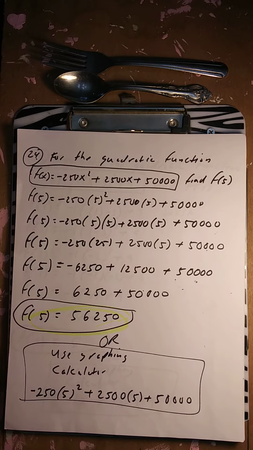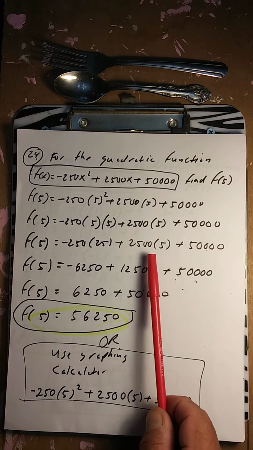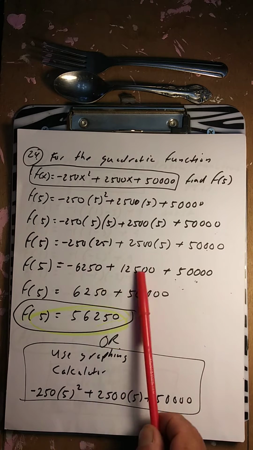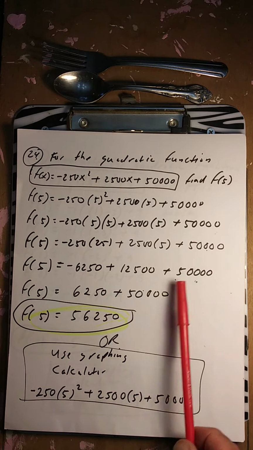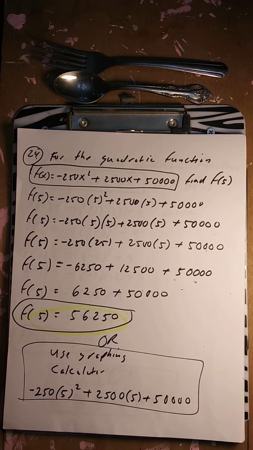For the quadratic function f of x equals that, find f of 5. So put a 5 there for all the x's. 5 times 5, 25 times that. 5 times that. So this is negative 6250, 1250. Put these together is 6250 plus 50,000. This together is going to be 56,250. Or graphing calculator.